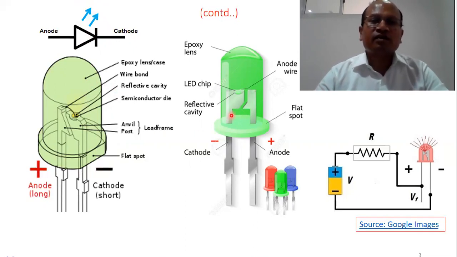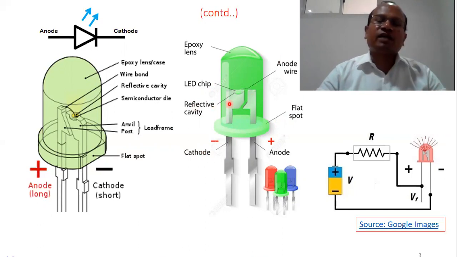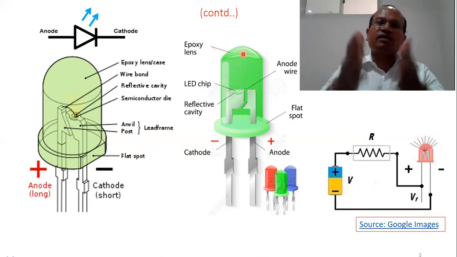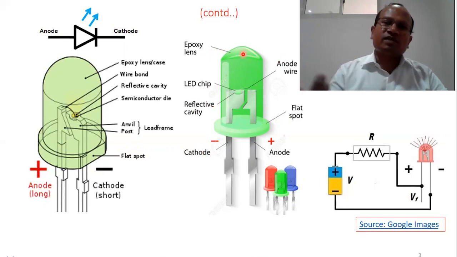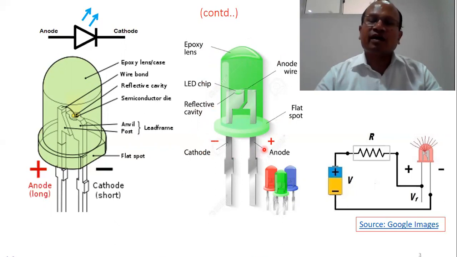You can see that this is a better colorful representation, with an anode wire connected to the anode and then the cathode, the plate spot, and the reflective cavity. When the light is emitted, the reflective cavity helps to emit the light. There is an epoxy lens here, because of which there is a beam of light which is finally emitted from this area. And this is the anode. We have two terminals, anode and cathode, two leads.